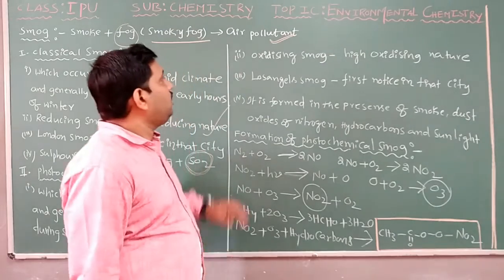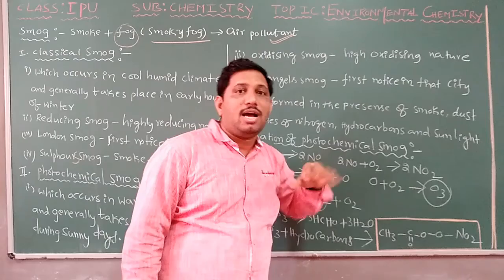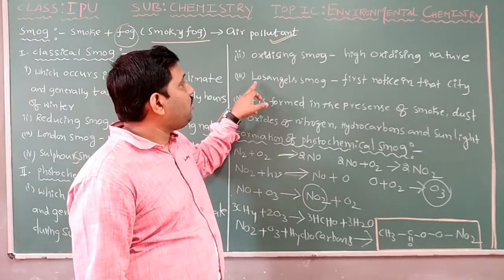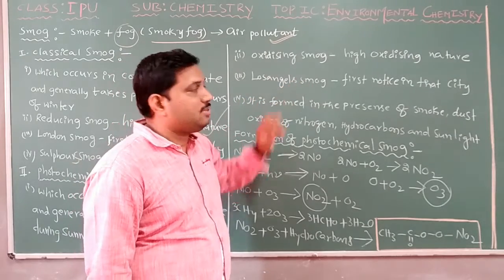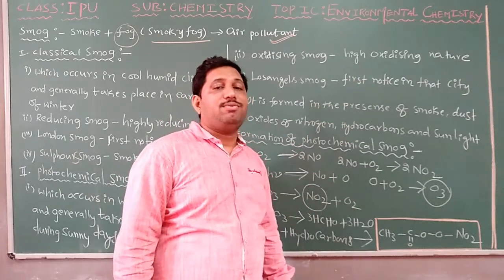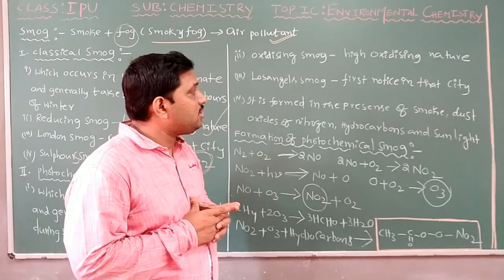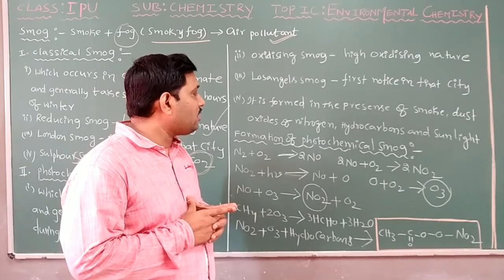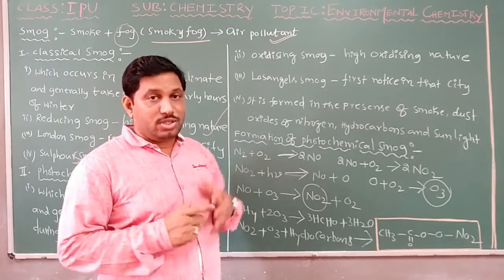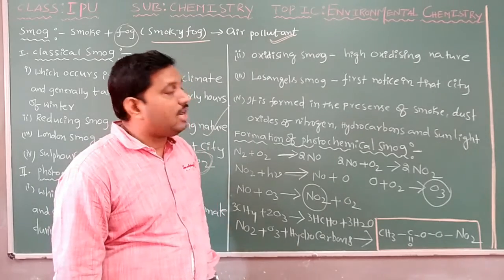Next, students, this photochemical smog is oxidizing smog because it is highly oxidizing in nature. This photochemical smog is Los Angeles smog because it was first noticed in that city. It is formed in the presence of smoke, dust, oxides of nitrogen, hydrocarbons and sunlight.